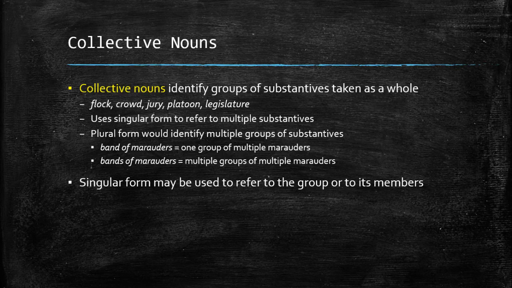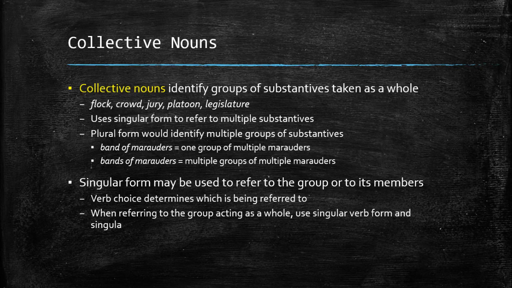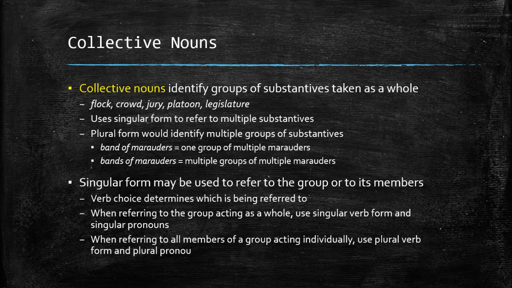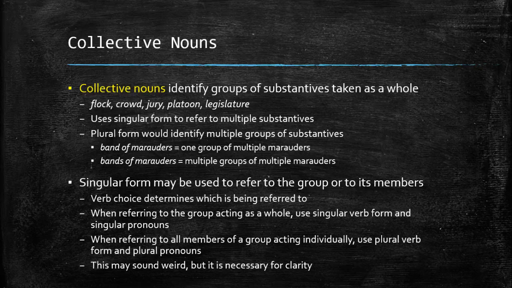The singular form of collective nouns may refer to either the group as a whole or to its members, and this actually dictates what kind of verb it must take. When referring to the group acting as a whole, you must use the singular verb form and singular pronouns to refer back to it. When referring to all members of a group acting individually, you must use the plural verb form and plural pronouns to refer back to it. This may sound weird at first, but trust me, it's necessary for clarity.